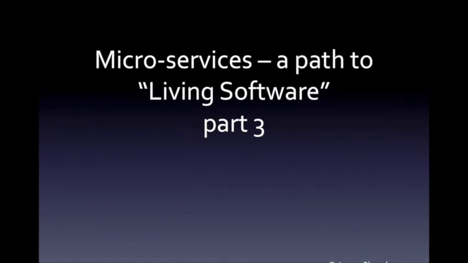This is part 3 in a series of videos where we are exploring microservices as a path to living software. A quick recap, in part 1 we discussed the challenges of monolithic application architectures. In part 2 we explored where microservices are used in the wild. We also took a stab at defining what exactly a microservice is, and then we wrapped up by discussing the costs and risks of microservices.